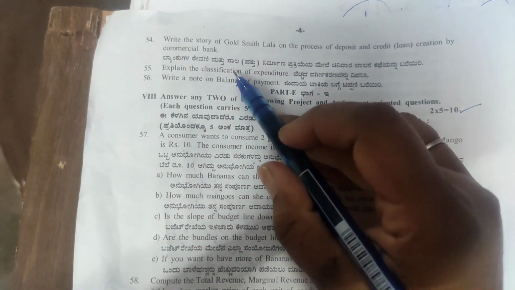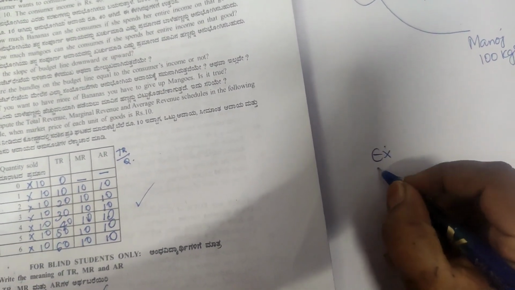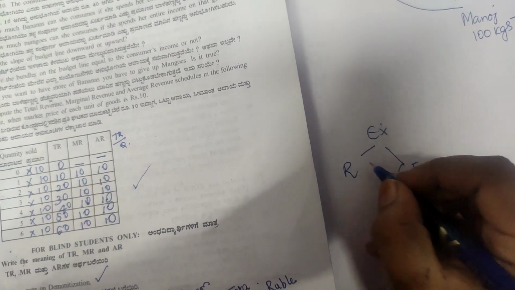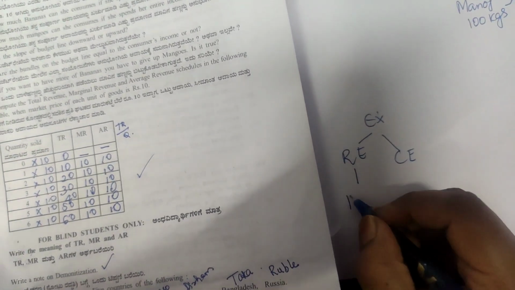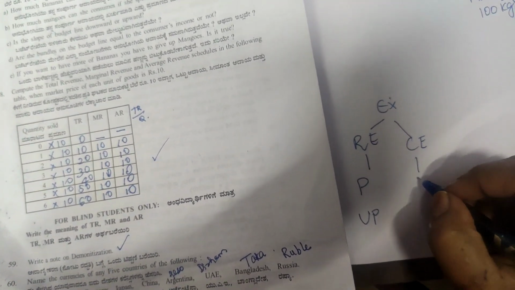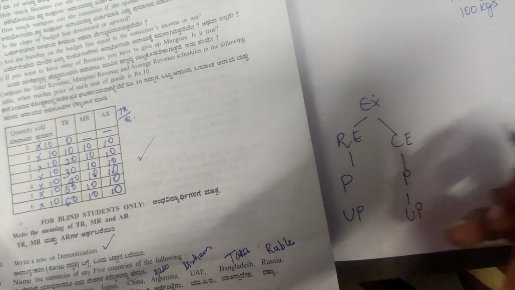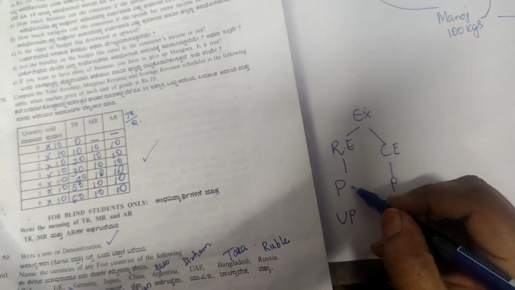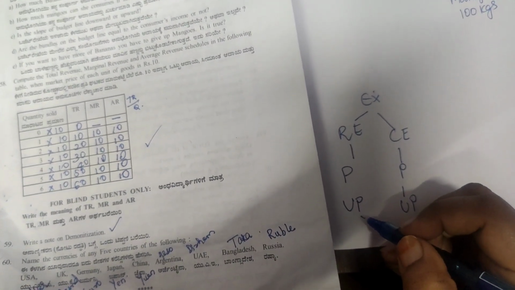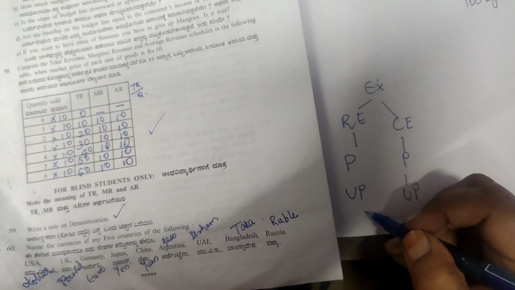We have the question on classification of expenditure. Classification of expenditure consists of revenue expenditure and capital expenditure. In revenue expenditure, we have planned revenue expenditure and unplanned revenue expenditure. We have planned capital expenditure and unplanned capital expenditure. So planned expenditure is the assistance given to the states and union territories, and unplanned expenditure is for serving economic, defense and social expenditures.